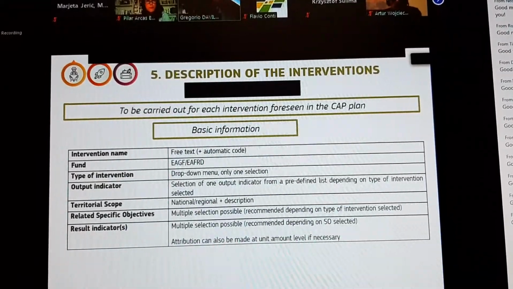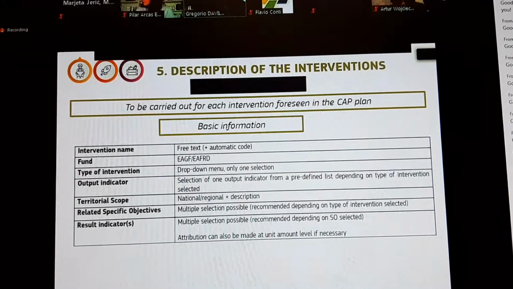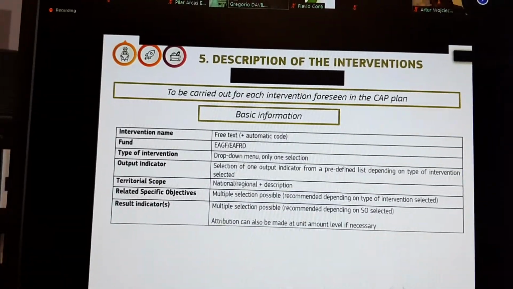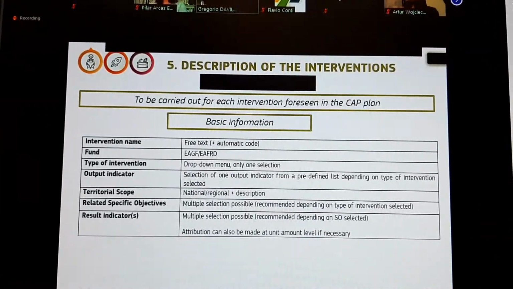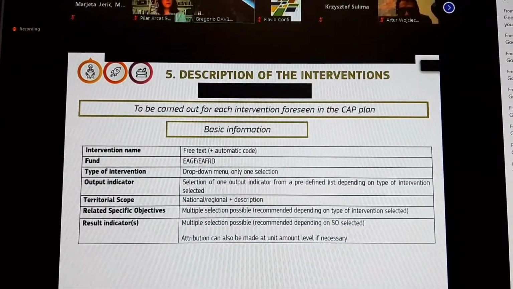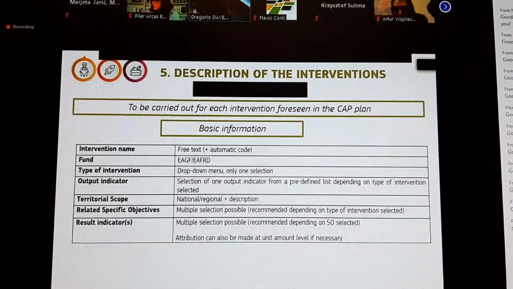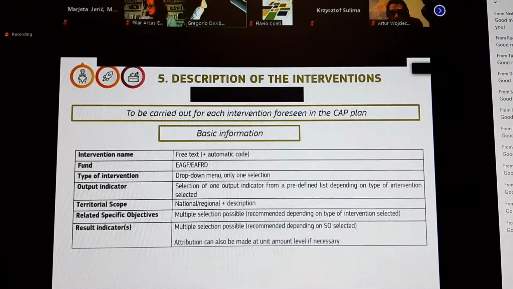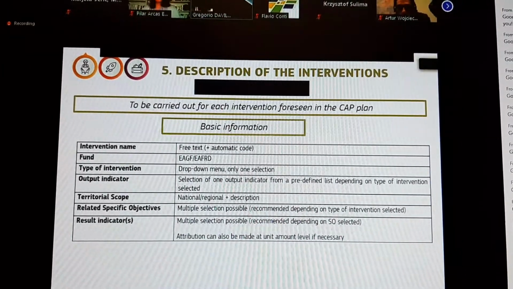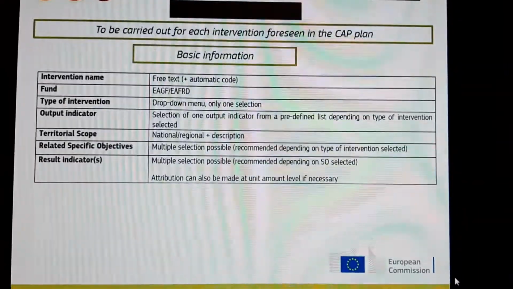Just let me also indicate that if the intervention defines several unit amounts, and the unit amounts have a specific contribution to different result indicators, this can also be made at that level, but I will explain this a bit later. Just to be clear, this can be attributed at the level of the intervention, or eventually, if necessary, also at the level of the unit amount.